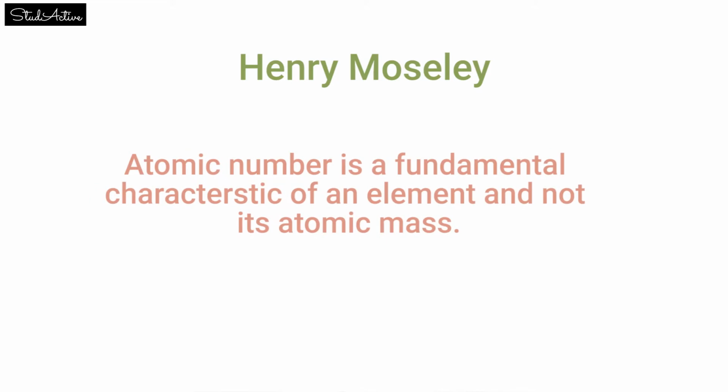Earlier, all the scientists had arranged elements according to the increasing order of atomic mass, and hence there were so many anomalies that were faced. But Henry Moseley observed that atomic number is a fundamental characteristic of an element and not its atomic mass, because there could be two elements having same atomic mass, but there cannot be two elements having same atomic number.